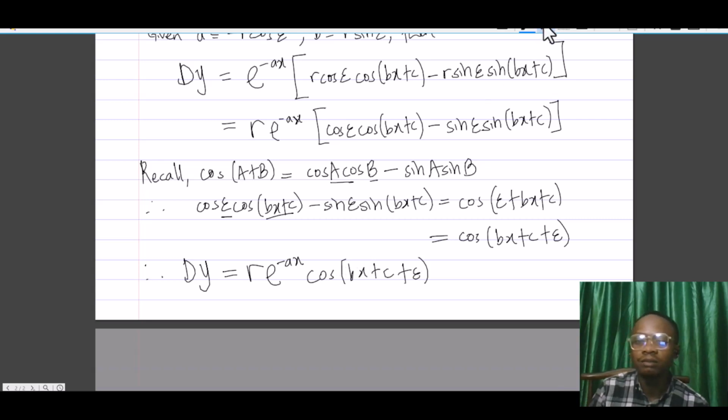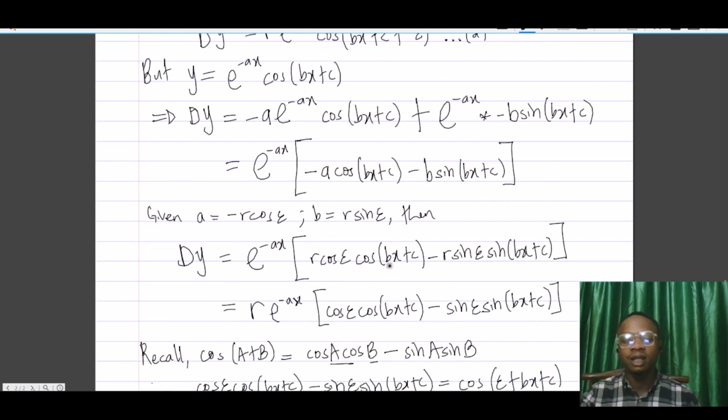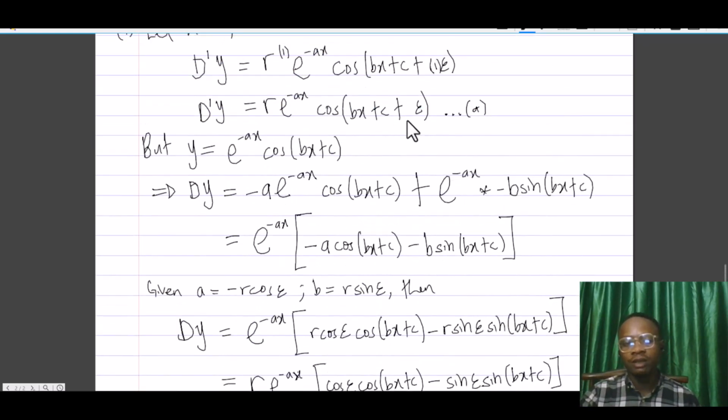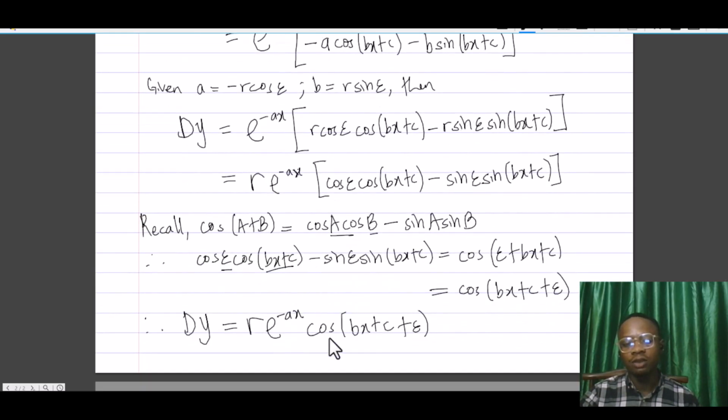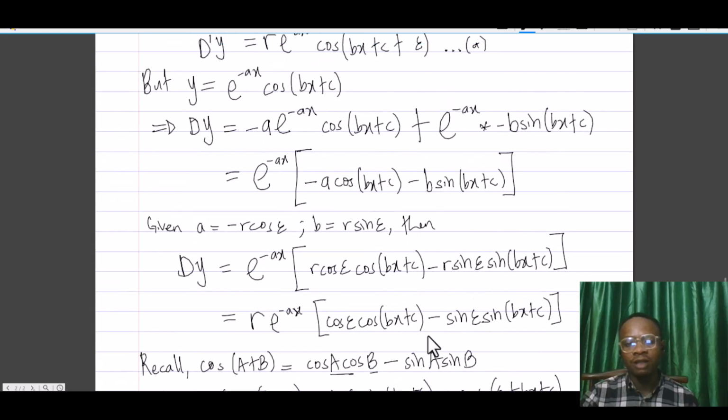Close the bracket. So let's write this properly. So this is bx plus c plus epsilon. Comparing it now with equation A, we can see that it is the same thing as what we have in equation A. So I've been able to establish that by working on this itself.